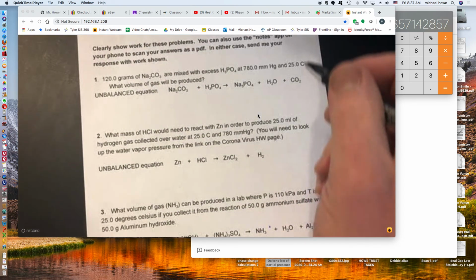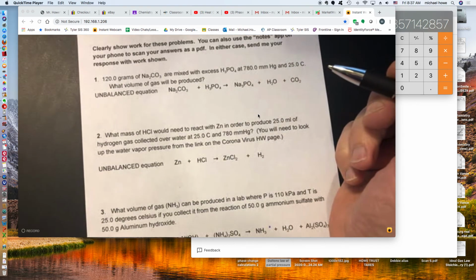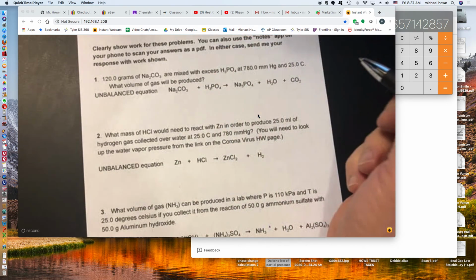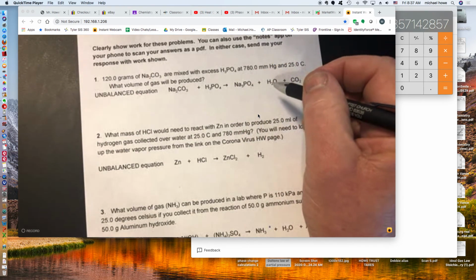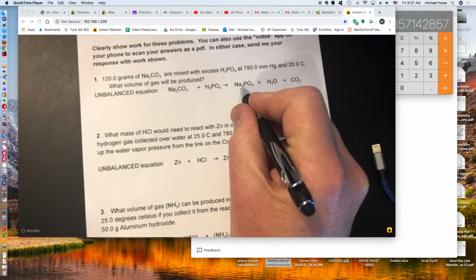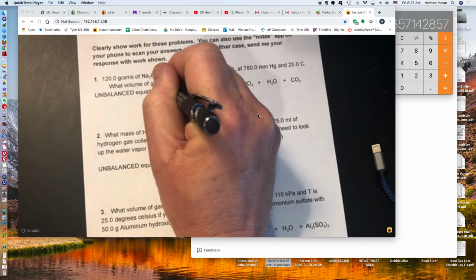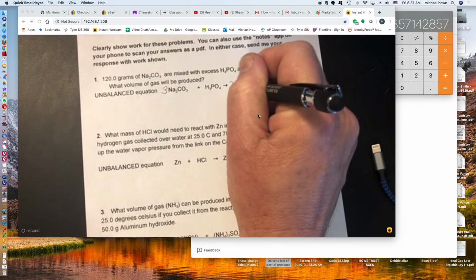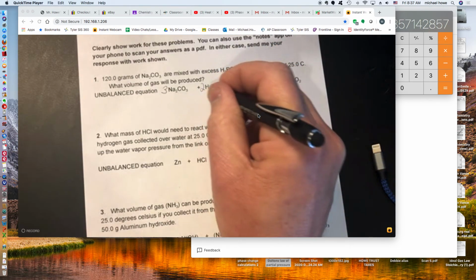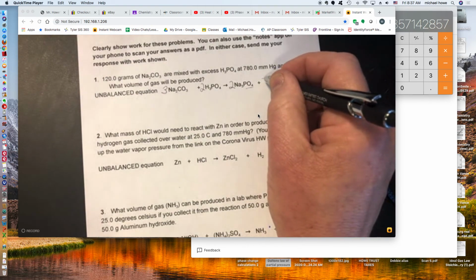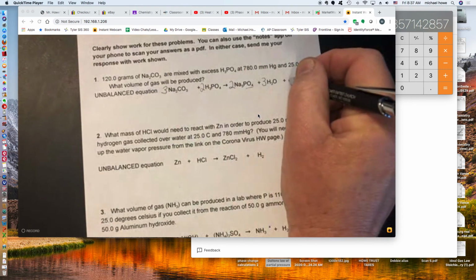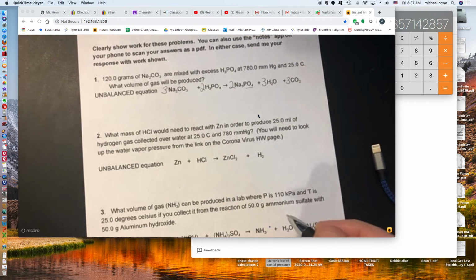So question number one, we have sodium carbonate and phosphoric acid. So we're going to balance the chemical equation first. And looks like we have 3 sodium atoms here and 2 here, so I'm going to have to put a 3 here and a 2 there. That makes 2 of these phosphates, so I put a 2 here, and that gives us 6 H's, so I put a 3 here. When I put the 3 there, that gave me 3 carbons, so I need to put a 3 over here too. So there's your balanced chemical equation.